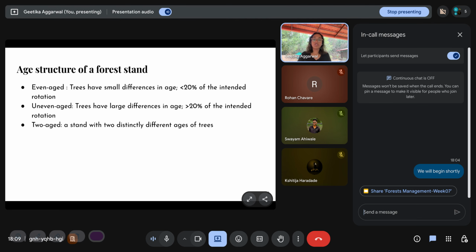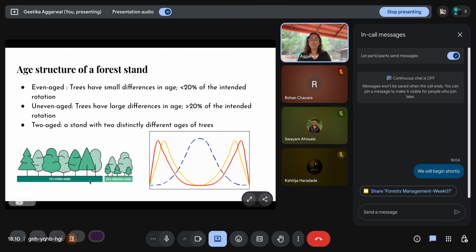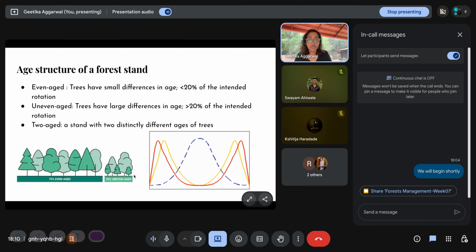And if it's a two aged forest, then there's a bimodal distribution of ages. So it will have, say, half of the trees around 50 years of age and the other half around 100 years of age. So you will have two distinct ages of trees in that particular stand. This, for example, is an even aged forest where more or less all the trees are mature. And this is an uneven aged forest in which some of the trees are mature, some of them are young.